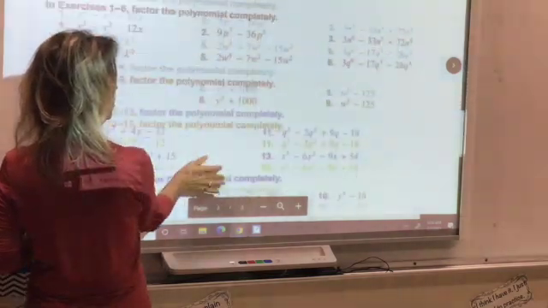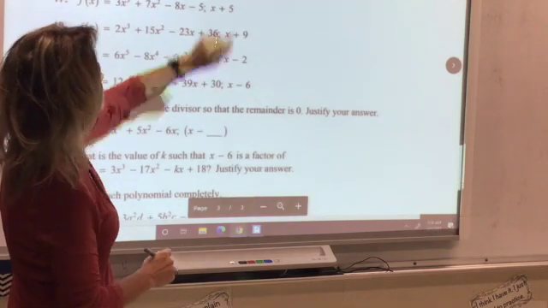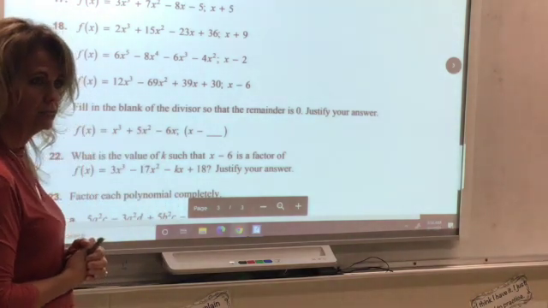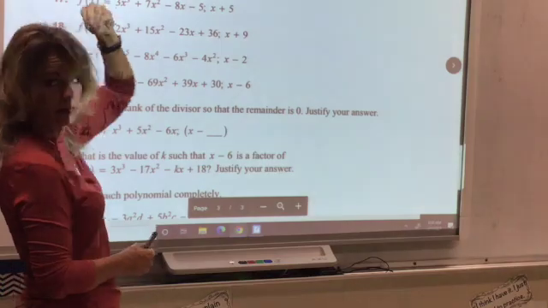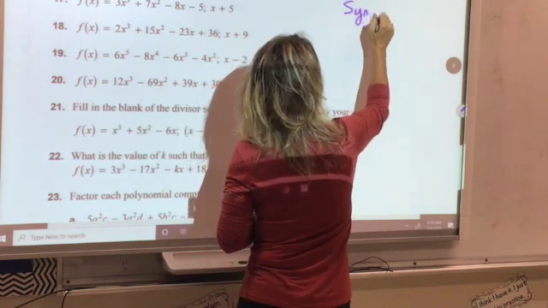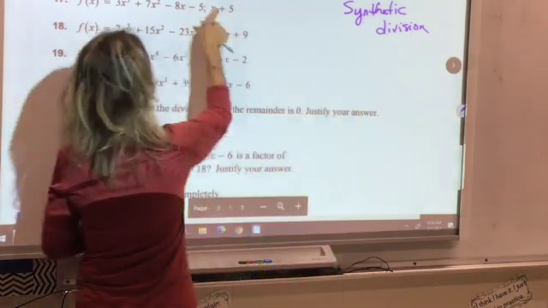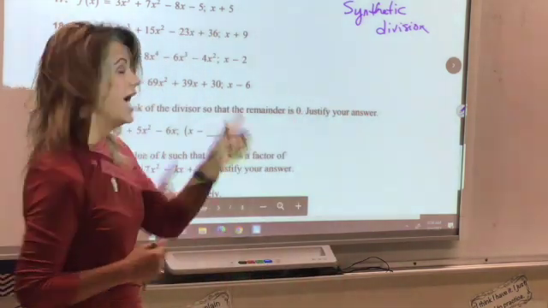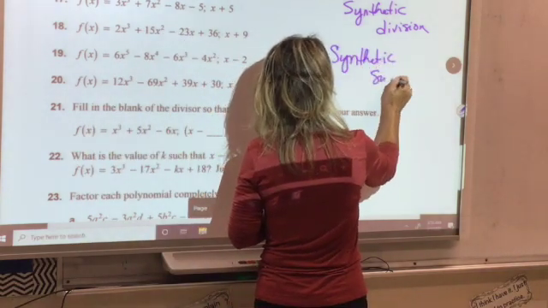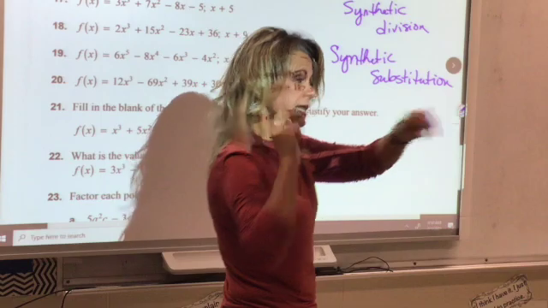Okay, I want to scroll down to these. Determine whether the binomial is a factor of the polynomial. We've done this. There's 2 ways you could do it. One way is synthetic division. You can take this and put it into that. Another way is what they call synthetic substitution. That is where you just plug it in.